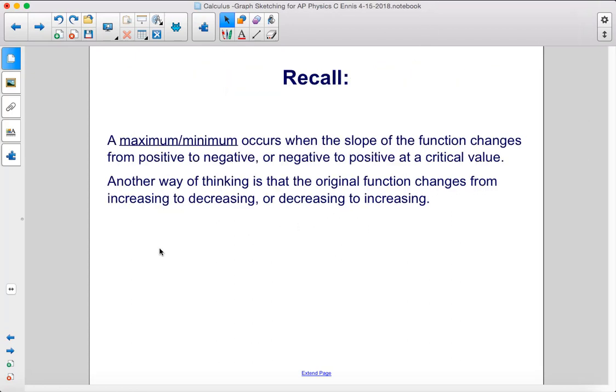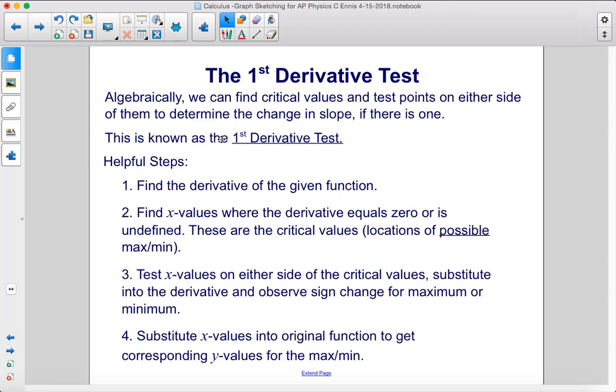A maximum or minimum occurs when the slope of the function changes from positive to negative or negative to positive at a critical value. Another way of thinking is that the original function changes from increasing to decreasing or decreasing to increasing. Algebraically, we can find critical values and test points on either side of them to determine the change in slope if there is one. This is known as the first derivative test.